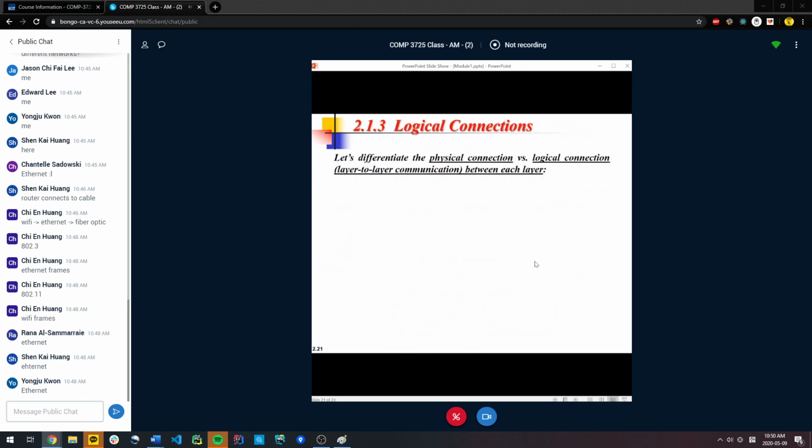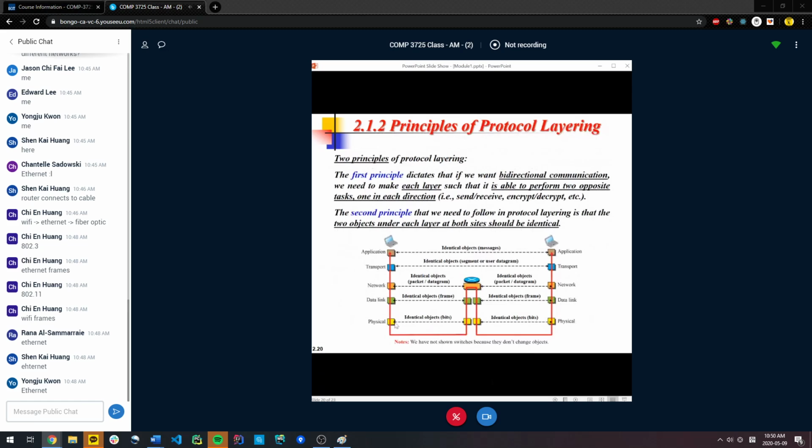But the other thing that I want to highlight out of these 5 layers is to differentiate between what we call a physical connection and a logical connection. If I go back to this diagram here, the physical layer deals with the physical layer at the sender and the receiver. The data link deals with the data link at the sender and the receiver, and so on. Do you think these connections here are logical or physical connections?